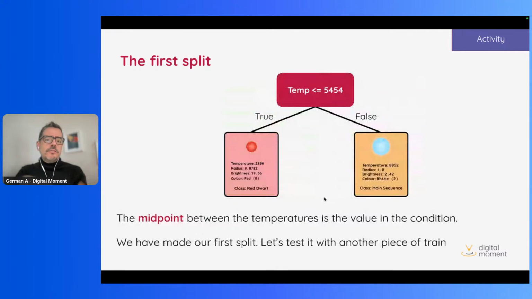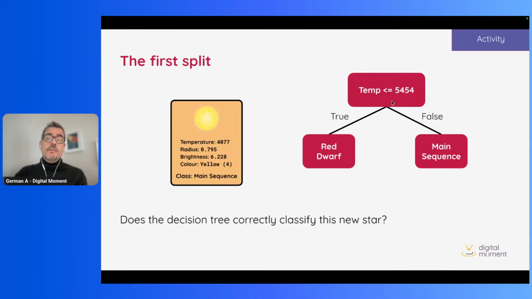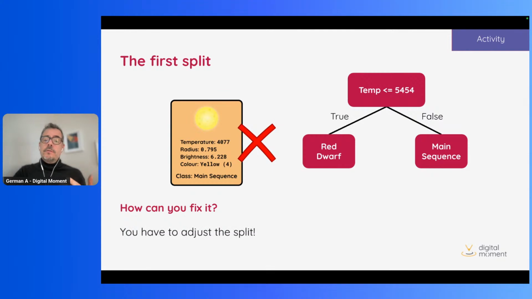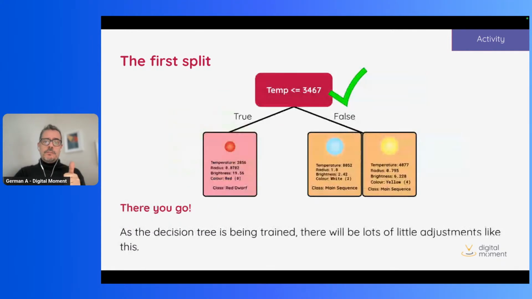The other idea is to use a mathematical approach where we decide what the midpoint is and we break them there. So we made our first discovery. We have our first breakpoint for these 2 cards. Then we bring another one and we see if that still works. Temperature 477 doesn't work because it's saying that no, it's a red dwarf. What can we do? We adjust our split, and now it works.